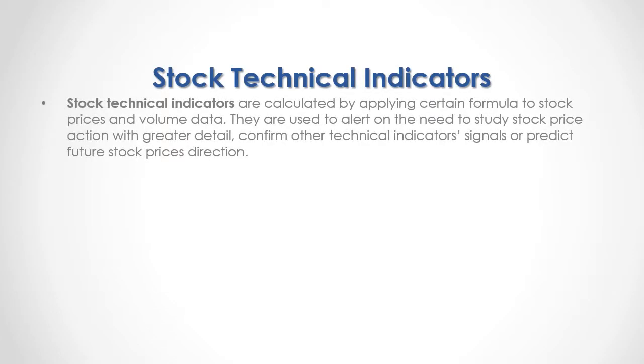Stock technical indicators are calculated by applying certain formulas to stock prices and volume data. They are used to alert on the need to study stock price action with greater detail, confirm other technical indicator signals, or predict future stock price direction.